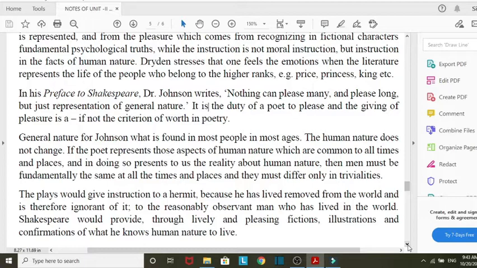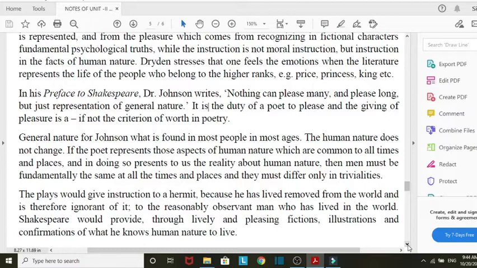In that book, again he talks about the aesthetic function of literature. While defining literature and drama, he gives us a very important function of literature: nothing can please many and please long but just representation of general nature. That is very important. General nature is similar to John Dryden's human nature. General nature is equivalent to human nature.